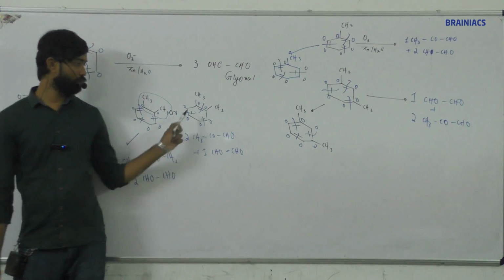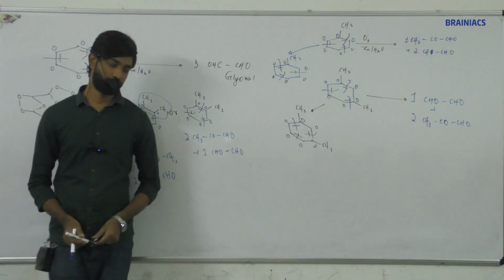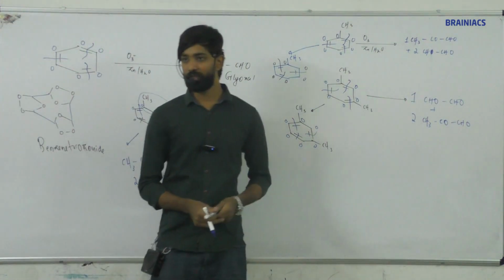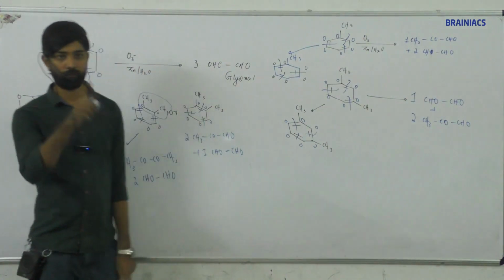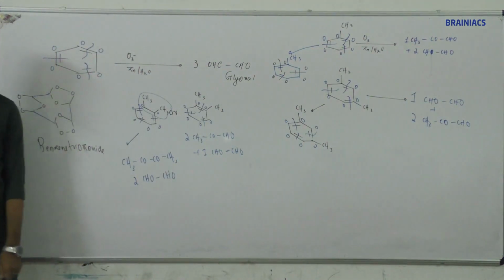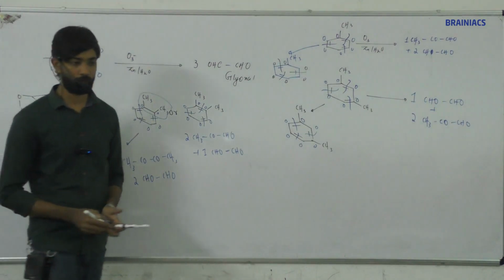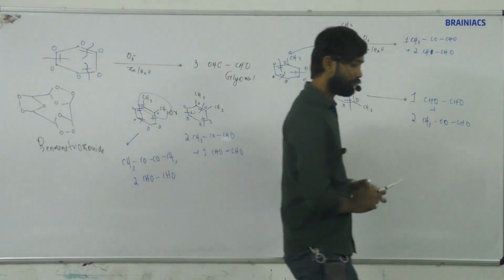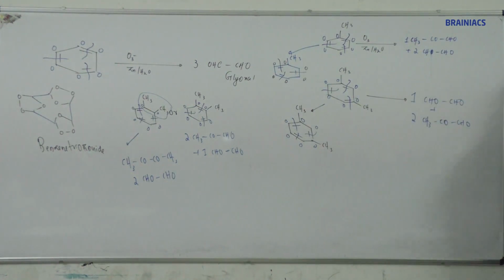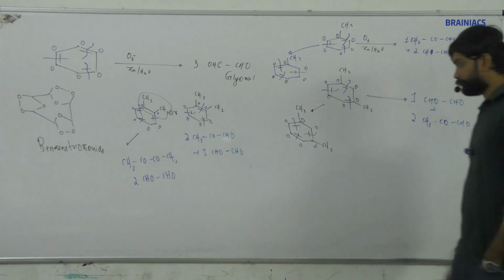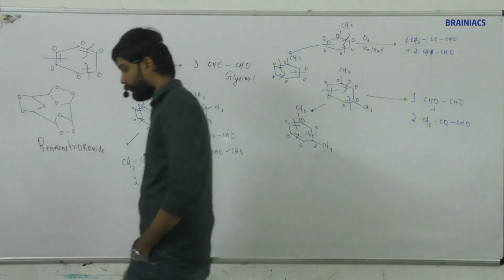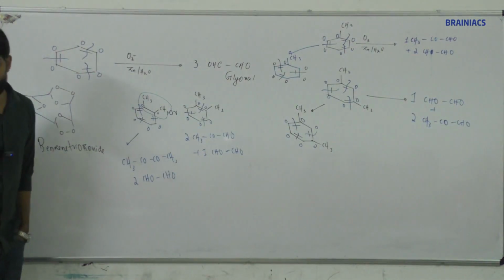So you have to consider this pattern also. It is easy to design the product, right? Simply cleave the bond and put oxygen. It is easy to design the product, no problem. But you have to consider the alternate bond fashion also. So give the example of ortho-xylene also.